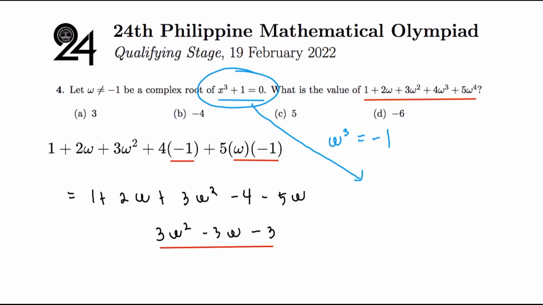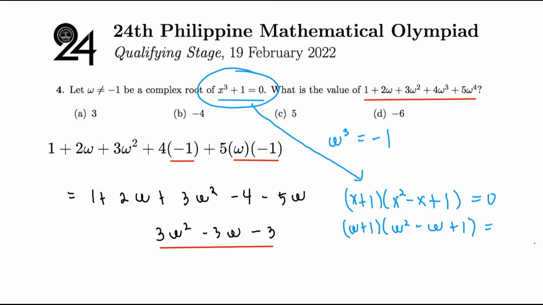So if I were to factor the left-hand side, I'll get x plus 1 times x squared minus x plus 1. And that's going to be equal to 0. And I think this is where the omega factor comes in because, well, obviously I could substitute x as omega and it should work. So I would know that omega plus 1 times omega squared minus omega plus 1, that's going to be equal to 0.